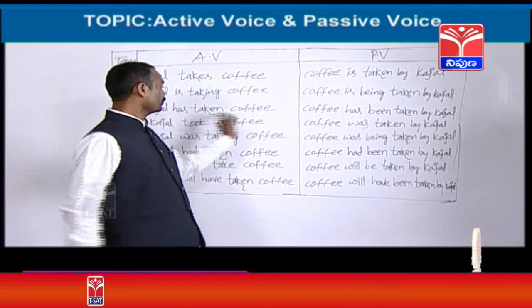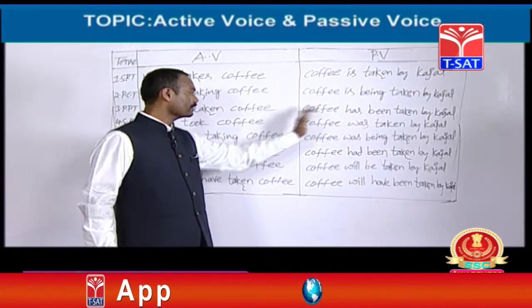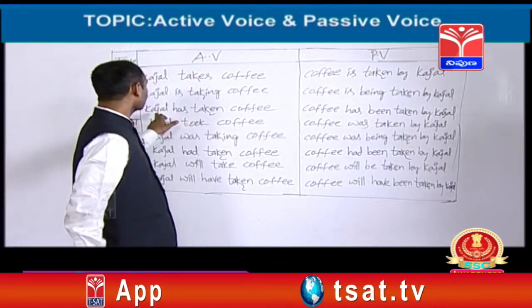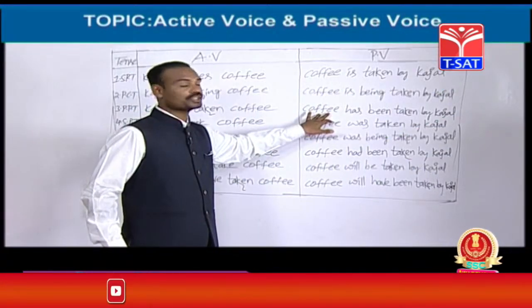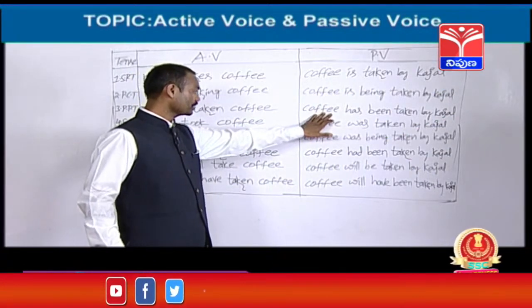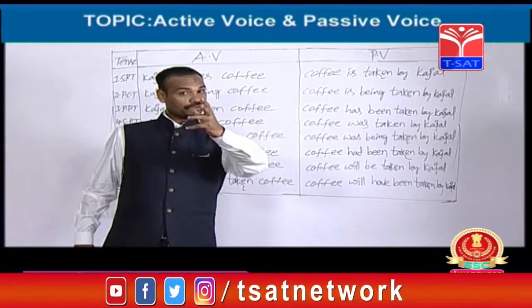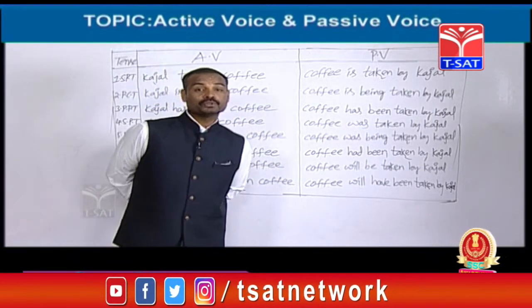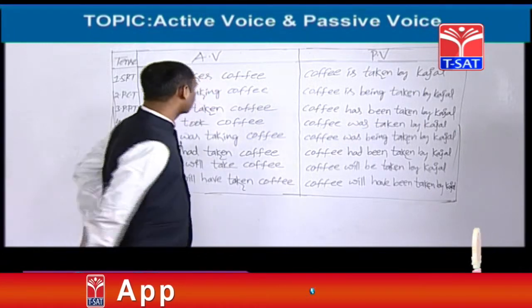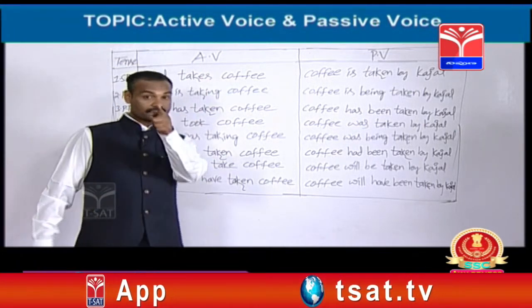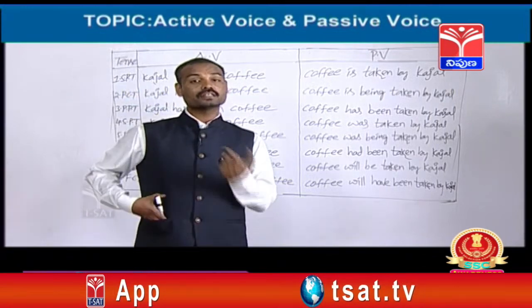Okay, fine. Now let's change this active voice into passive. Kajal has taken coffee. With what should we start passive voice? Object. Coffee is object. Next, what? Helping verb. What I have told you, sometimes helping verbs are also given in the active voice. Let's see where. Yes, has is the helping verb or not? Yes, it is helping verb.